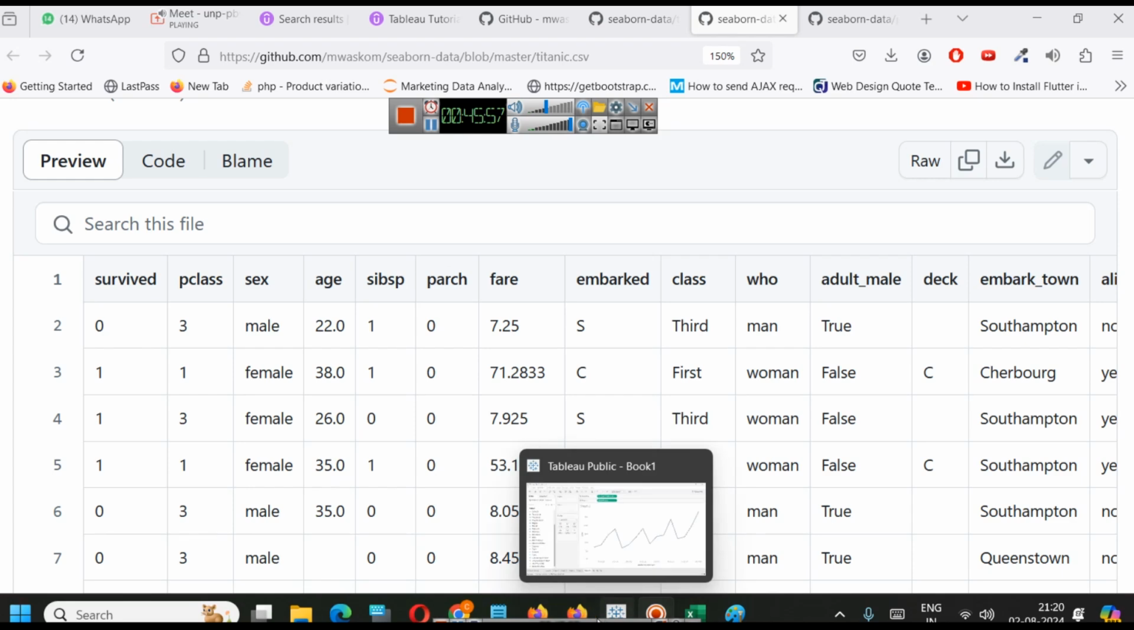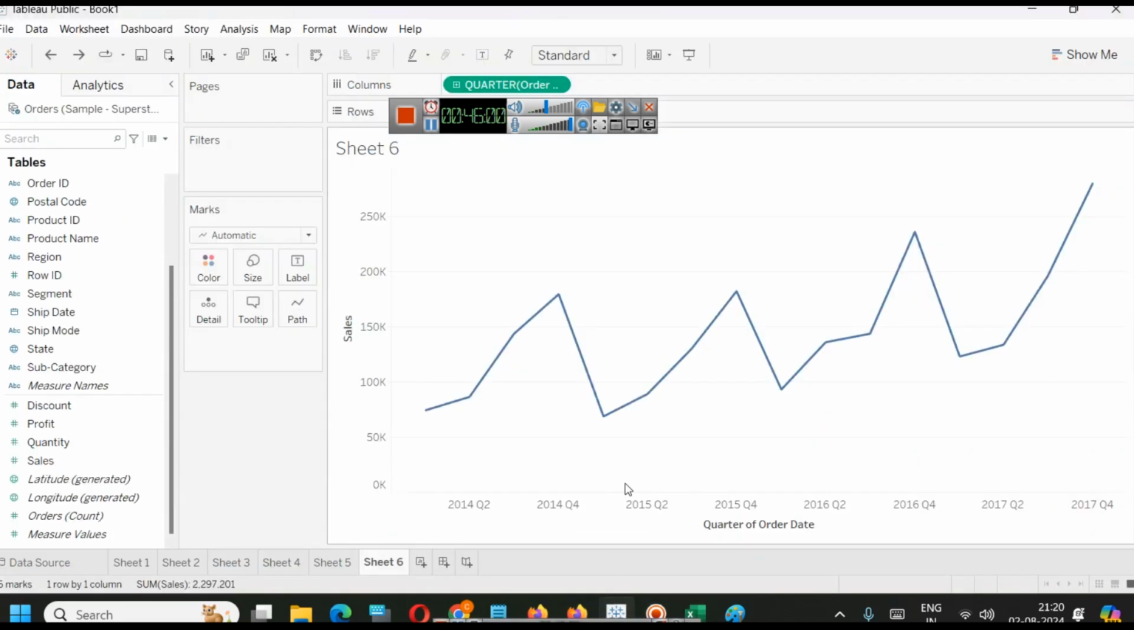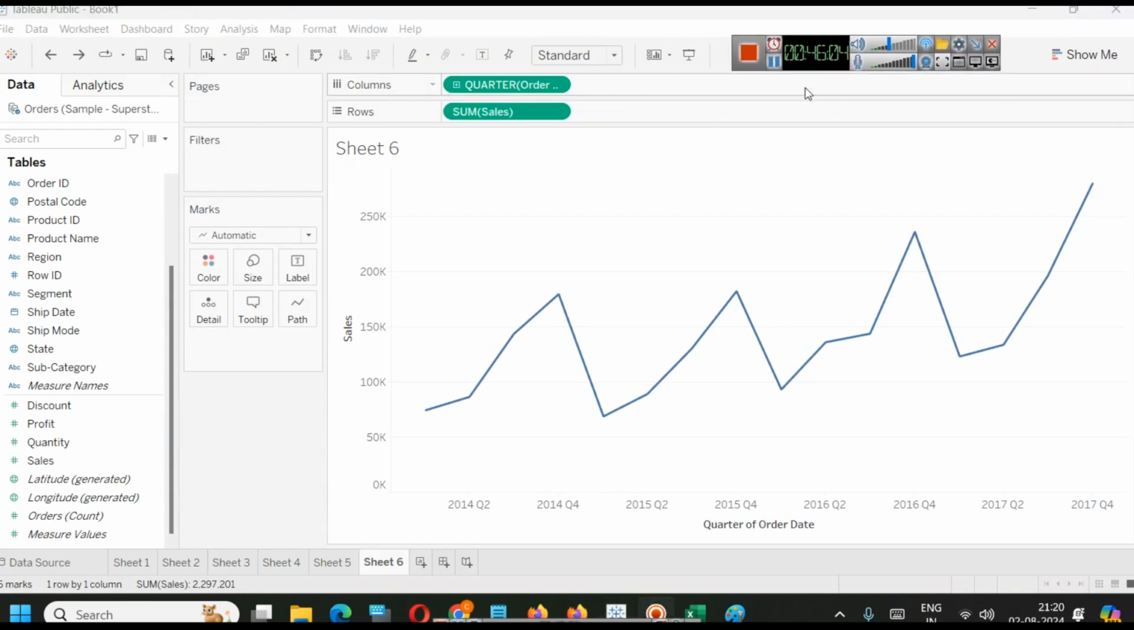So this is our graph. Sir, can I complete that one first and then go with this one, or do you want me to do this one first?